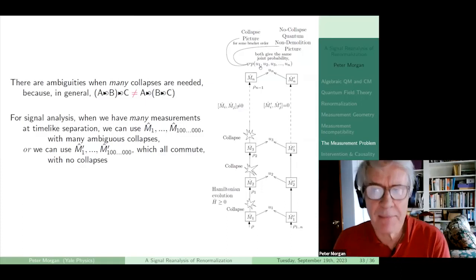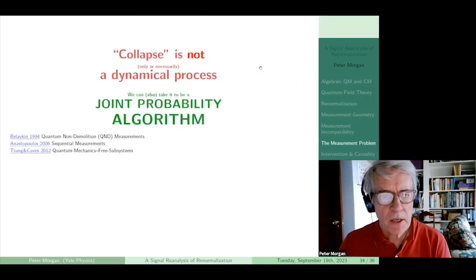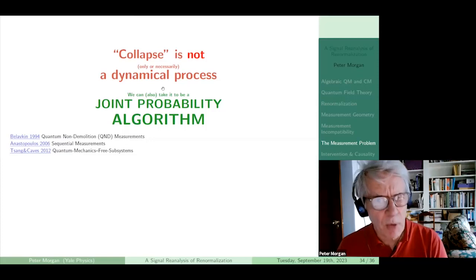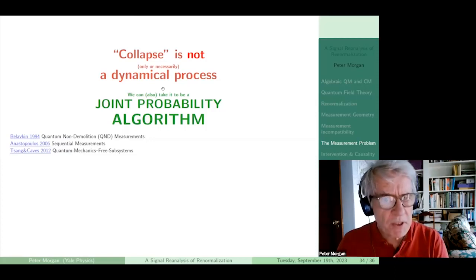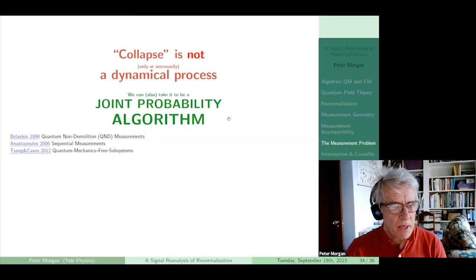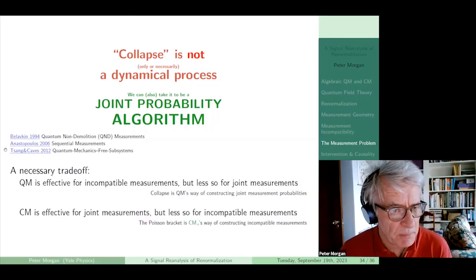That's the aim of the game in this, to produce the same joint probabilities. So very quickly, I'm suggesting that collapse is not only or necessarily a dynamical process. You can think of it as that if you like, but it's a conventional choice. We can also think of it purely in terms of probability theory, no dynamics whatsoever involved. And this is something that you can find, at least in prototype, in the literature.